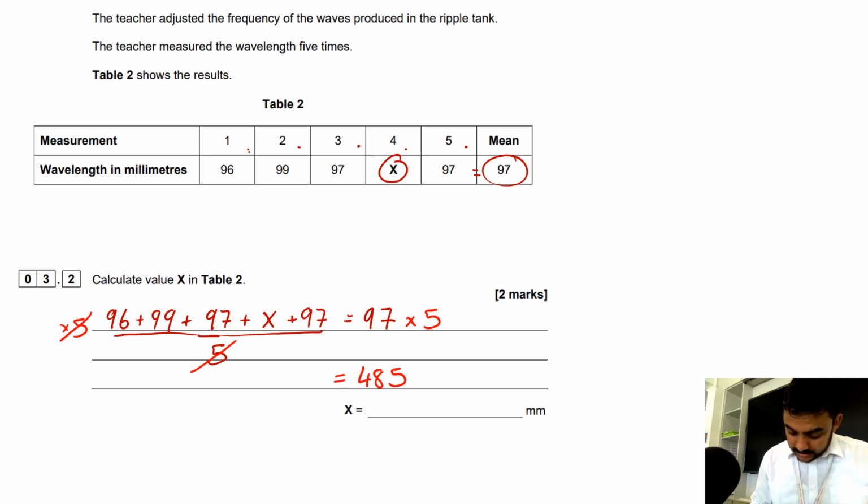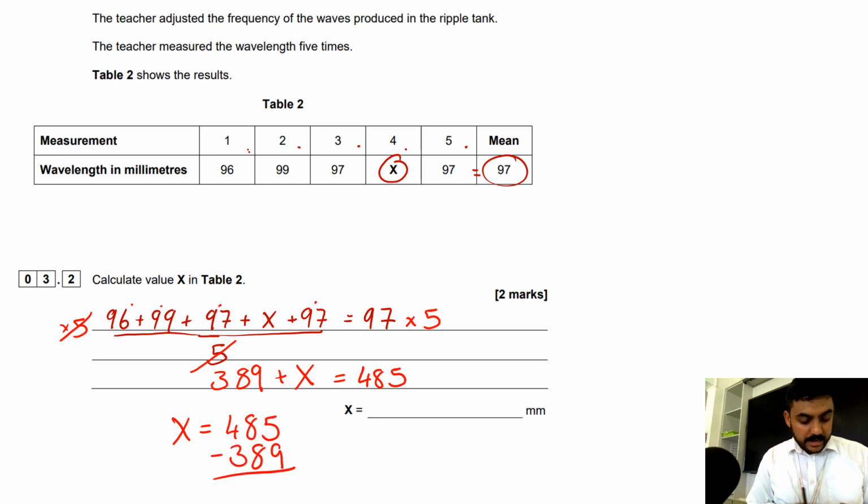485, is equal to, and then you add up the terms that are just numbers, which is 96 plus 99 plus 97 plus 97, and obviously plus x, but we can't do that. It ends up being 389 plus x. Then you do some rearranging to find that x is equal to 485 minus 389, and your answer is 96 millimeters.